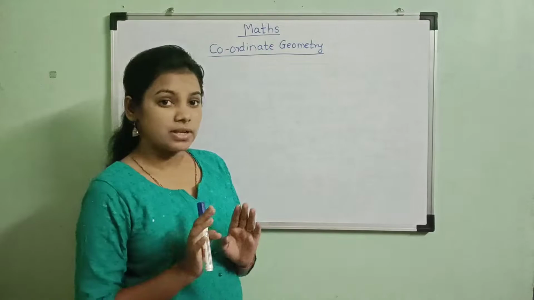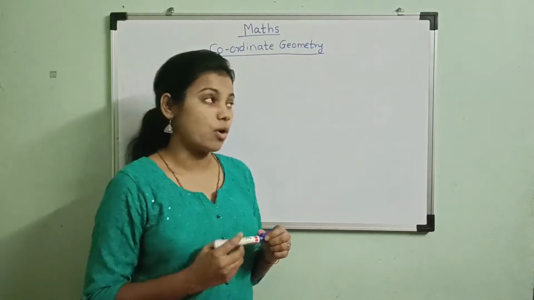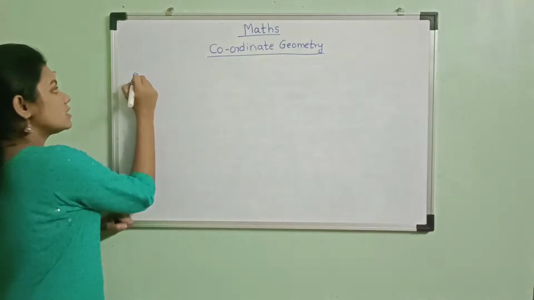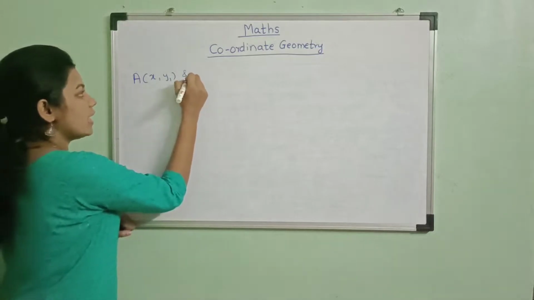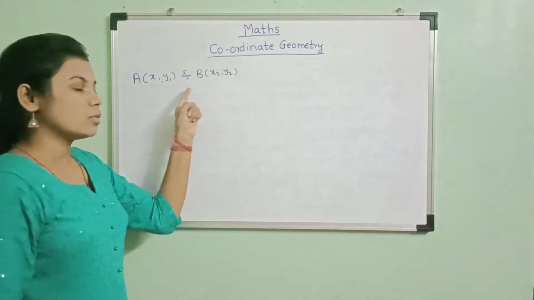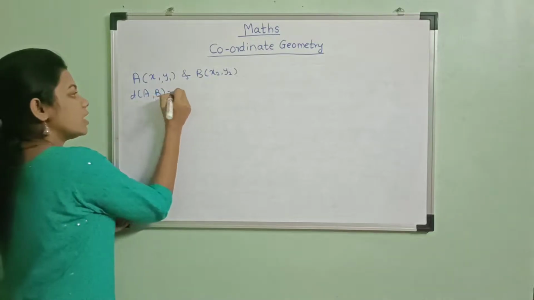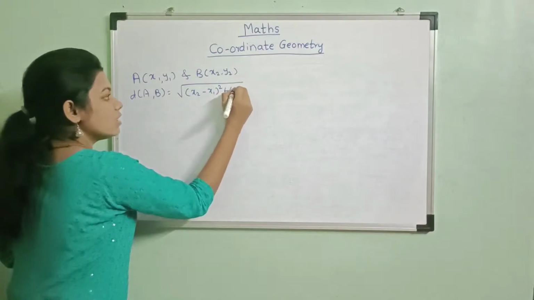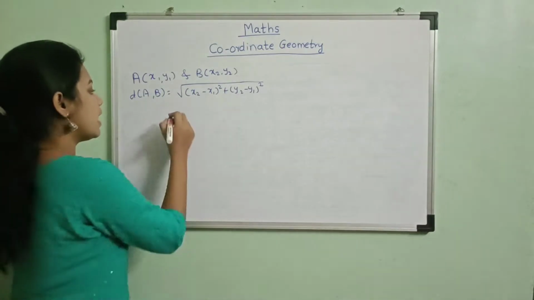First we will revise that concept, and the link for the previous sessions is given in the description box. So what was the distance formula? Suppose we are given 2 points, A with coordinates x1, y1 and B with coordinates x2, y2. To find the distance between these 2 points, we simply write distance AB equal to square root of (x2 minus x1) square plus (y2 minus y1) square.